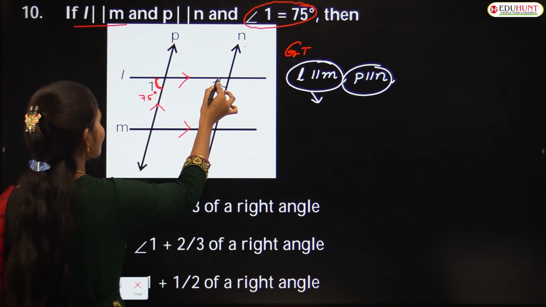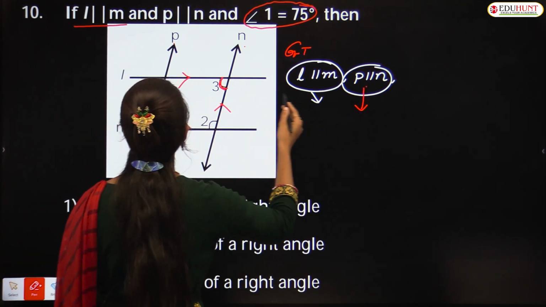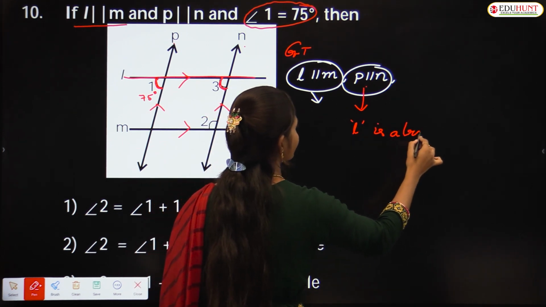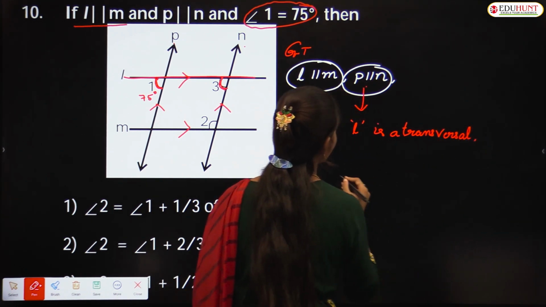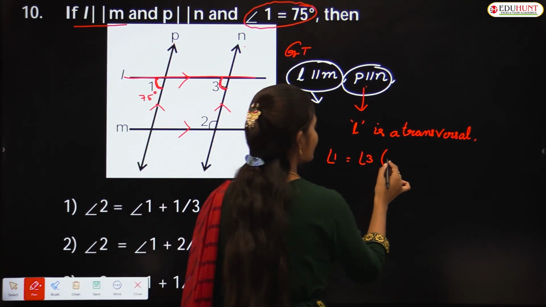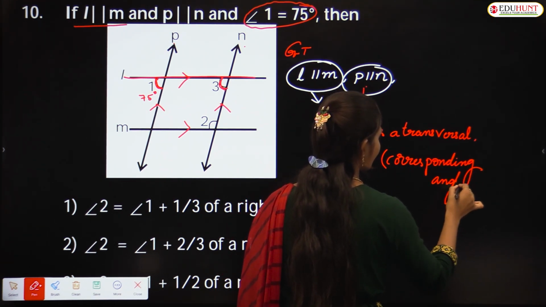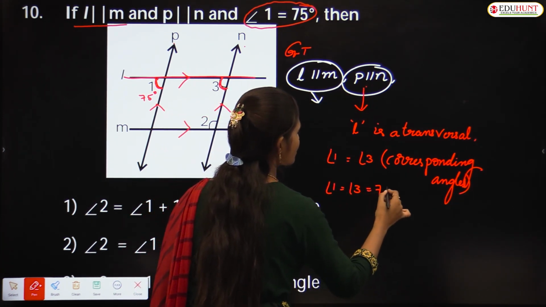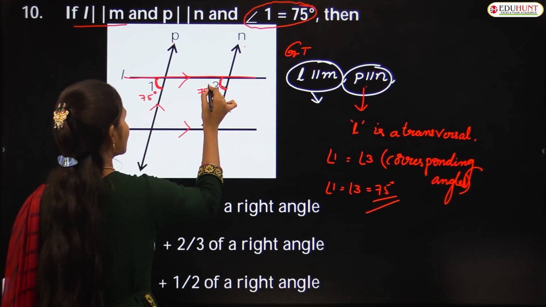Here angle 1 is equal to angle 3. Yes or no? Why? Because here P is parallel to N, then which one is a transversal? L is a transversal. So here angle 1 is equal to angle 3. What is that condition? Because those two are corresponding angles. That's why angle 1 is equal to angle 3 is equal to 75 degrees. Okay, so here angle 3 is also equal to 75 degrees.